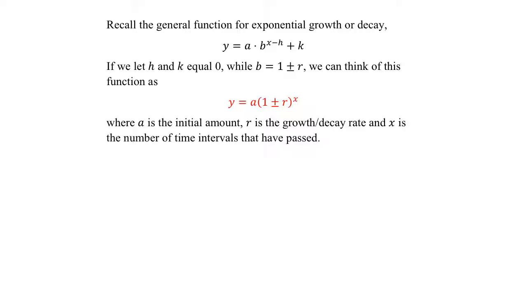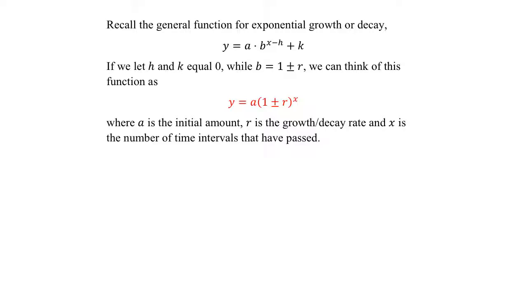When was the problem growth versus decay? What was the difference in the b value when it was growth versus decay? If the value for b, the base, was a decimal or fraction between 0 and 1, it was decay. If the value of b is greater than 1, it was exponential growth. And that's what we're seeing with this formula in red.